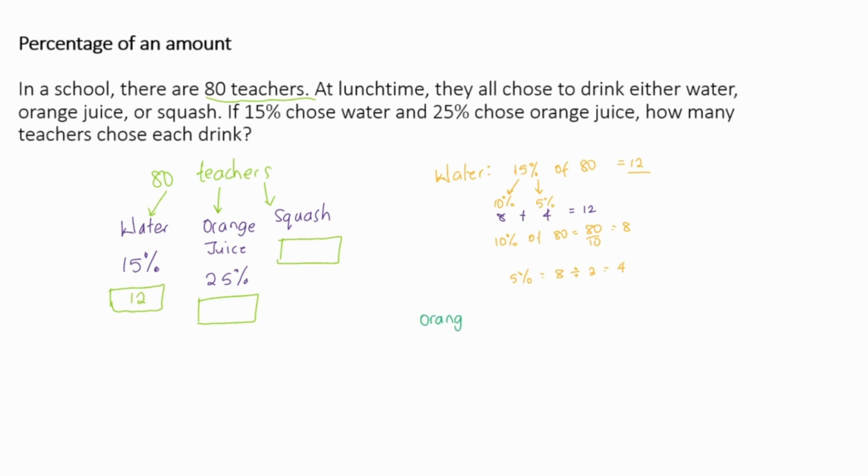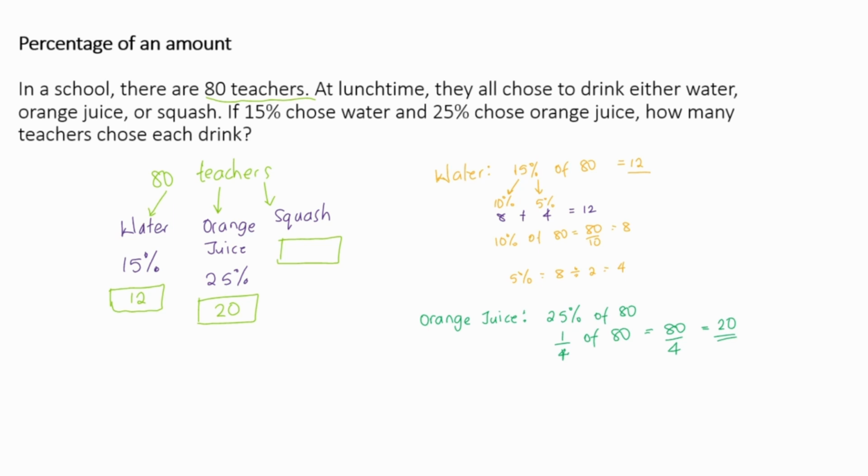We can then look for the teachers who chose orange juice, and that was 25%. So we're going to look for 25% of the 80 teachers. Now 25% is the same as a quarter, so we're looking for a quarter of 80, which means we're just going to do 80 divided by 4, and that gives us 20, which means 20 teachers chose orange juice, so we could fill that into our box for orange juice as well.